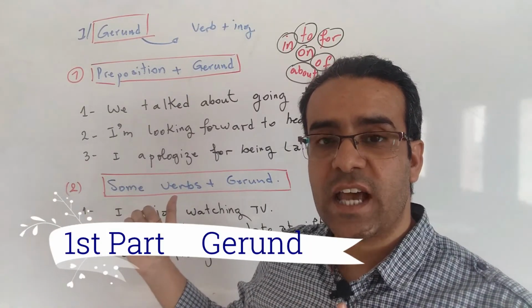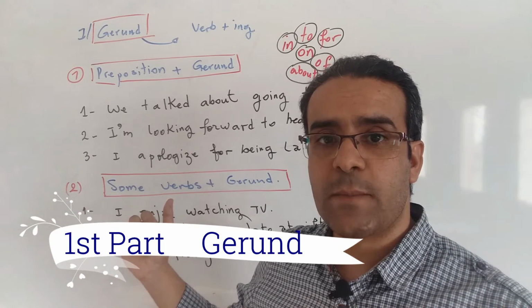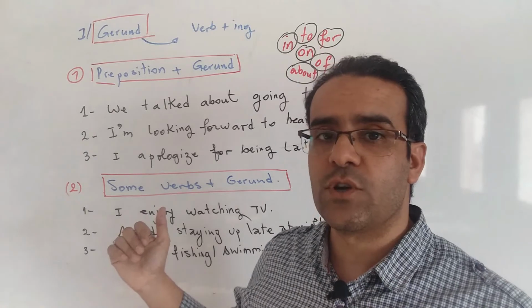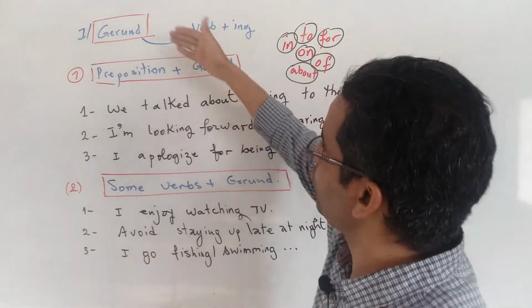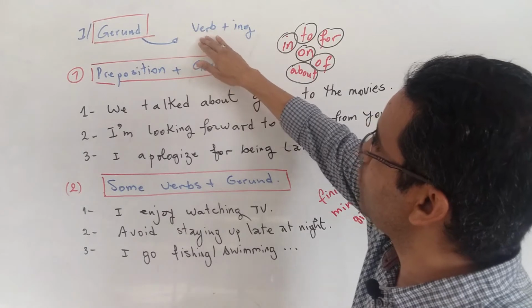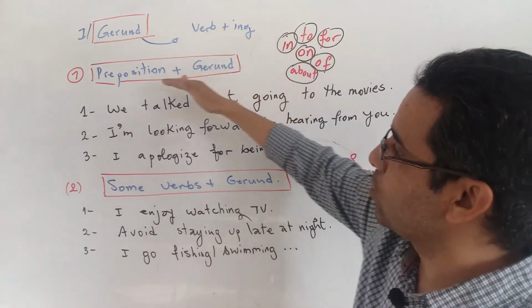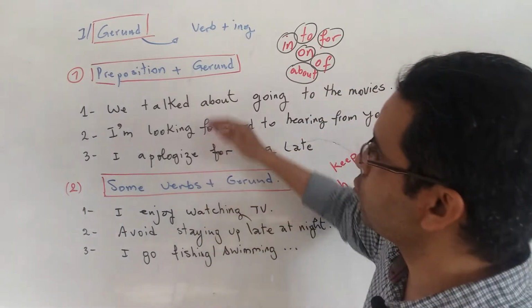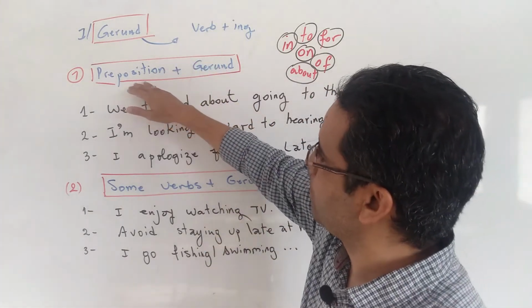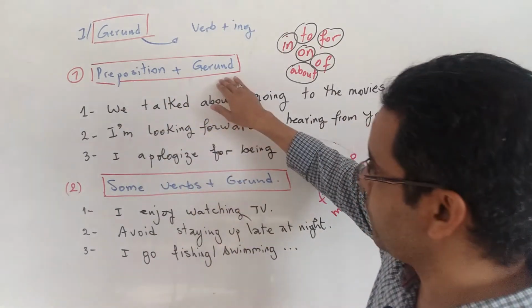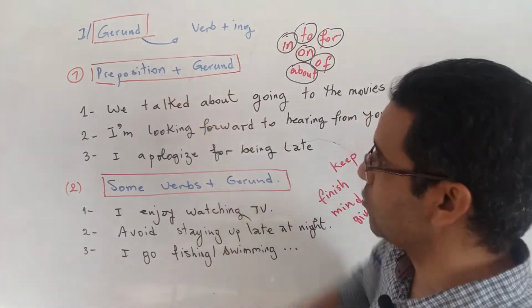Let's get started, and we're going to find out the main situations and cases in which we use gerund. So we're going to talk about gerund. Just to remind you, gerund means verb plus ing. So we've got here two cases. The first one is very simple. Whenever you have a preposition, we use gerund after the preposition.